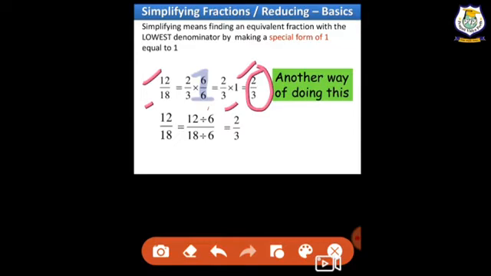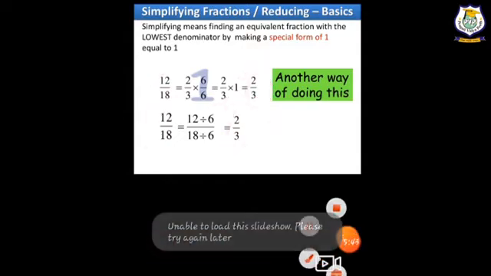Now it is our second method, and this one is the easiest method. 12 upon 18 is written. I have already told you that 12 and 18 both come in the 6 table. So directly we will divide it, and we are getting the simplest form of the fraction.